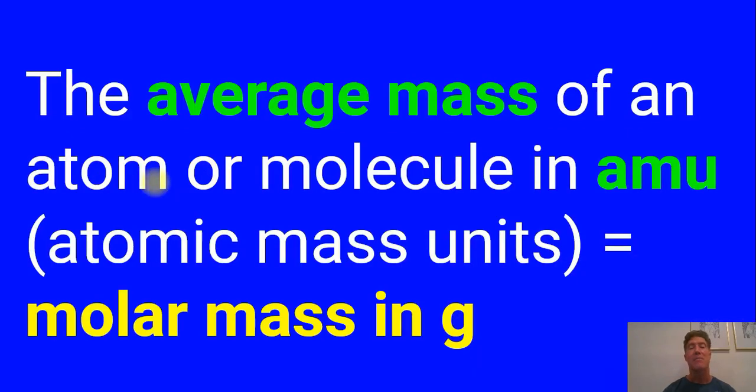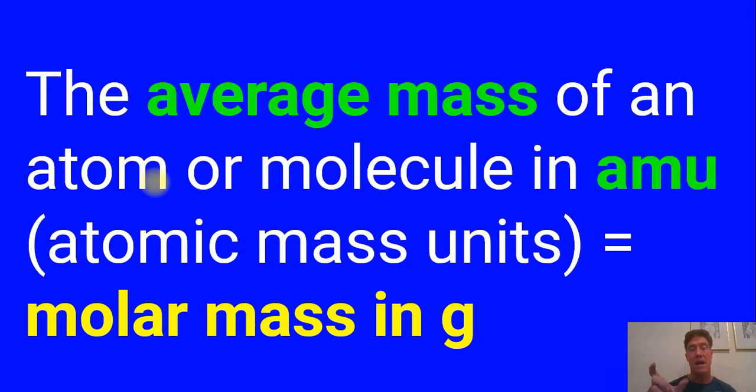The average mass of an atom or a molecule in atomic mass units equals the molar mass in grams. So the mole, bottom line, allows us to take the atomic mass, the average mass in atomic mass units, and that's what we find on the periodic table. We can take that and we can go to the mass of a mole of that in grams.